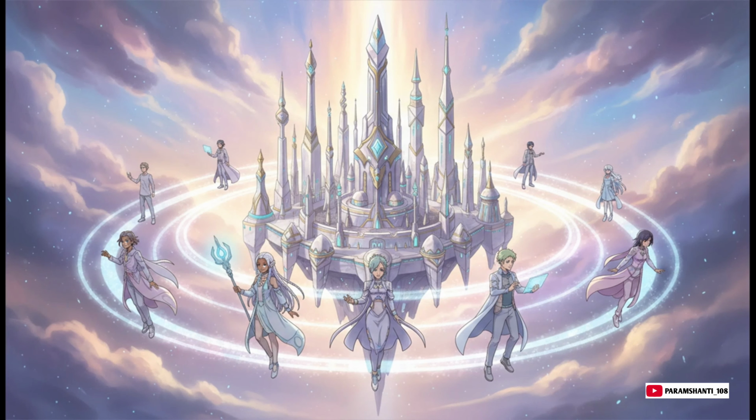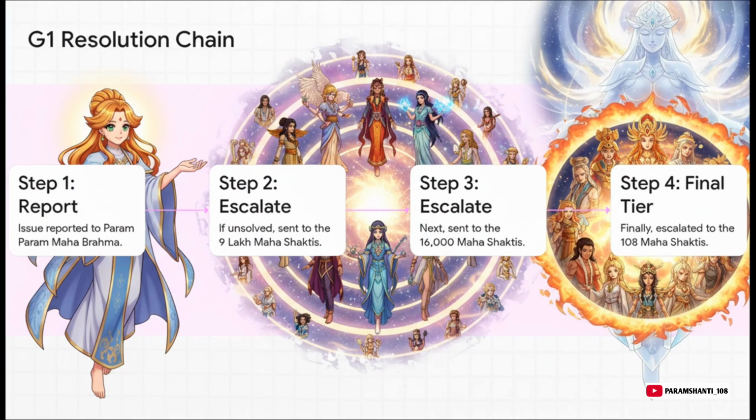So, you might be wondering, how on earth do you manage a system with infinite multiverses? Well, you do it with an incredibly sophisticated system of governance. The G1 universe has this multi-layered security and administrative protocol just to maintain cosmic order. And this slide just illustrates that chain of command perfectly. See, a problem doesn't just go straight to the top. Nope. It's systematically escalated through these increasingly powerful tiers of divine beings, the Maha Shaktis. This system makes sure that only the most critical, most serious issues ever reach the ultimate creator. It's all about making the whole cosmic system run efficiently.